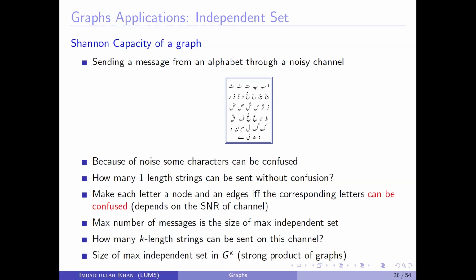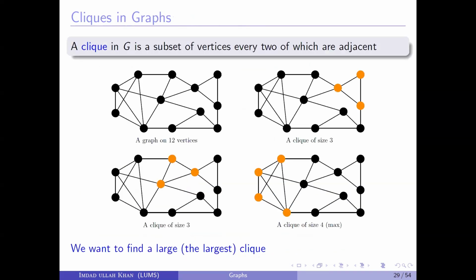This is a very interesting problem, where we are interested in sending a message from an alphabet through a noisy channel, and getting the maximum independent set actually helps us find the maximum number of messages which can be sent, and the kind of set limitations.